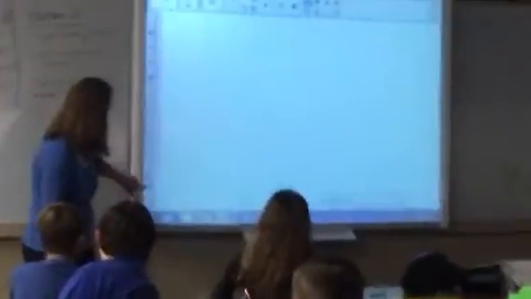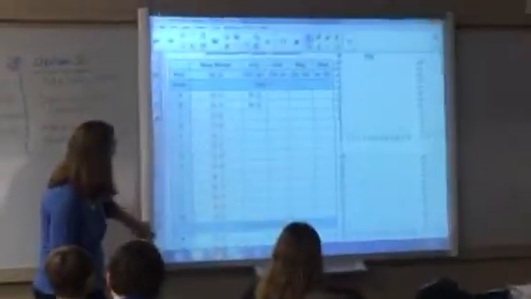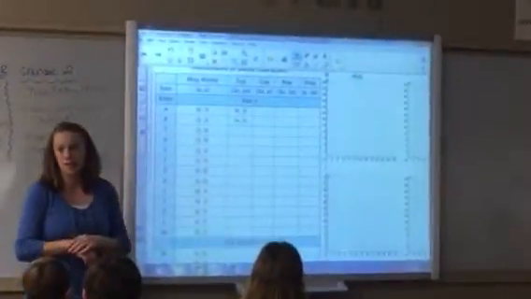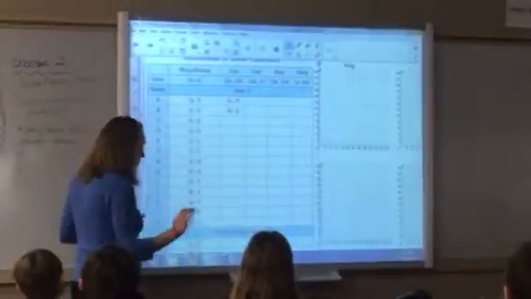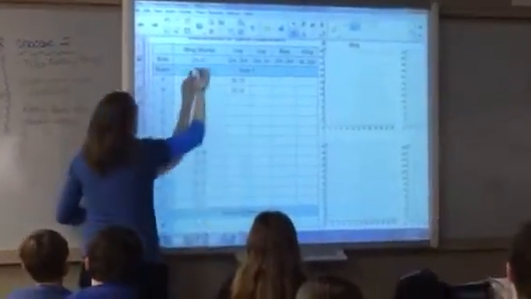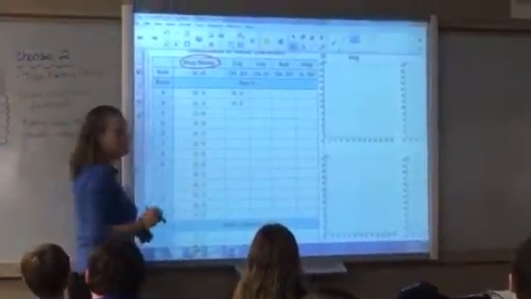So, here's what's going to happen. You're going to get a sheet like this. Every single person is going to start by plotting Mugwump.